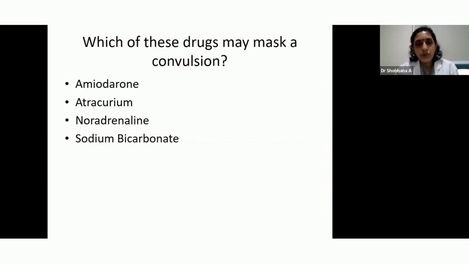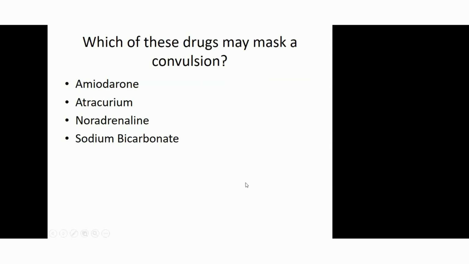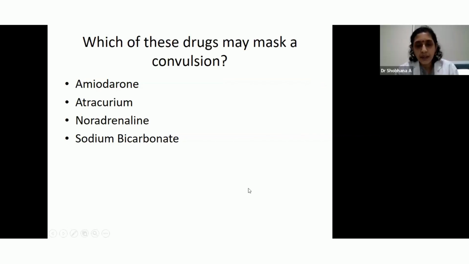So just a question over here. Which of these drugs may mask a convulsion? Amiodarone, atracurium, noradrenaline, or soda bicarb? Can we have some answers, please? Are they allowed to answer? Yes, ma'am, they can write their answer in the chat box. If somebody wants to write their answer, they can. Which drug will mask a convulsion? Amiodarone, atracurium, noradrenaline, or sodium bicarbonate?